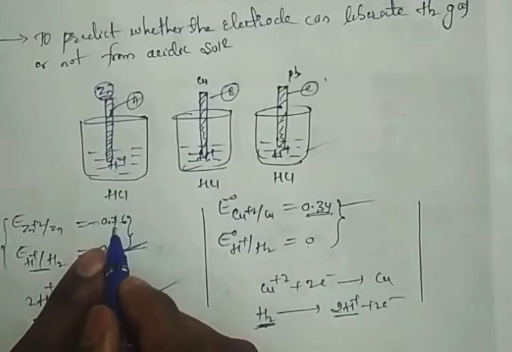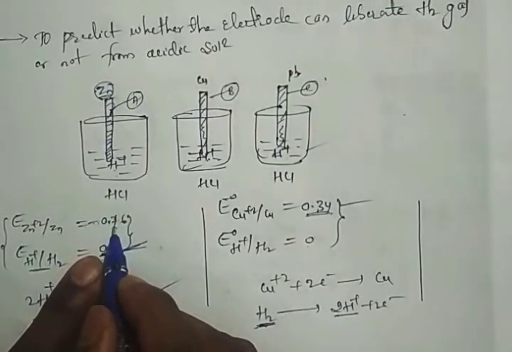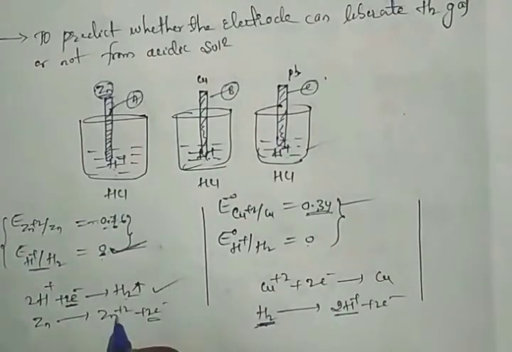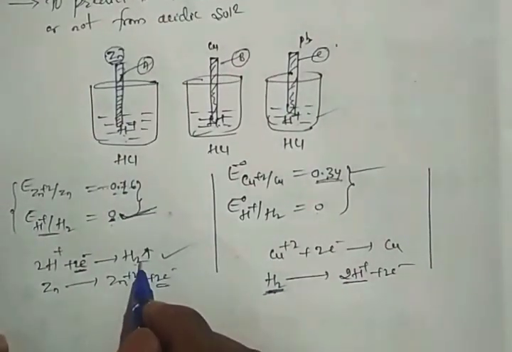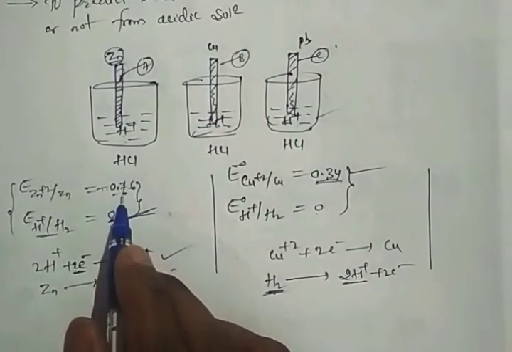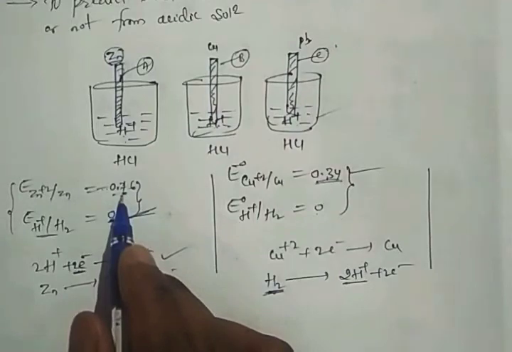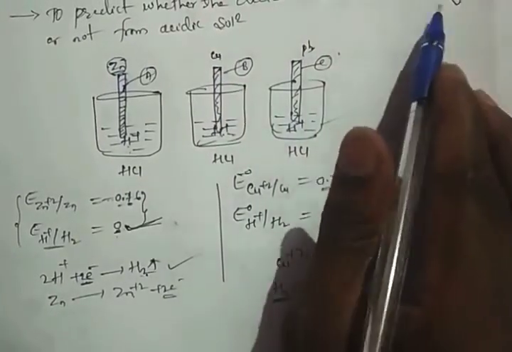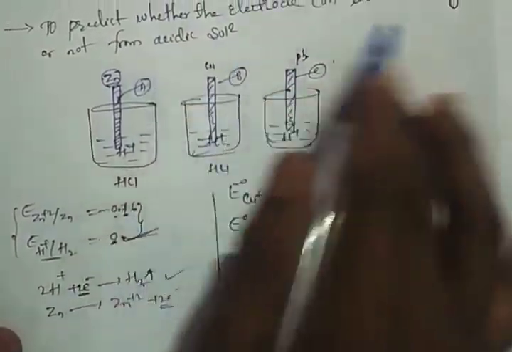Smaller the value of SRP, higher the tendency to liberate hydrogen gas. These are the smaller values, so here hydrogen gas is liberated. In the electrochemical series, the lower the SRP value, the more hydrogen gas is liberated. So this is to predict whether the electrode can liberate hydrogen gas from the acidic solution or not.